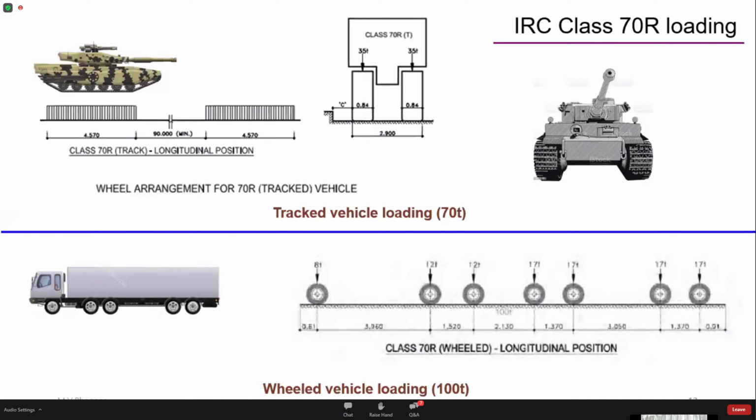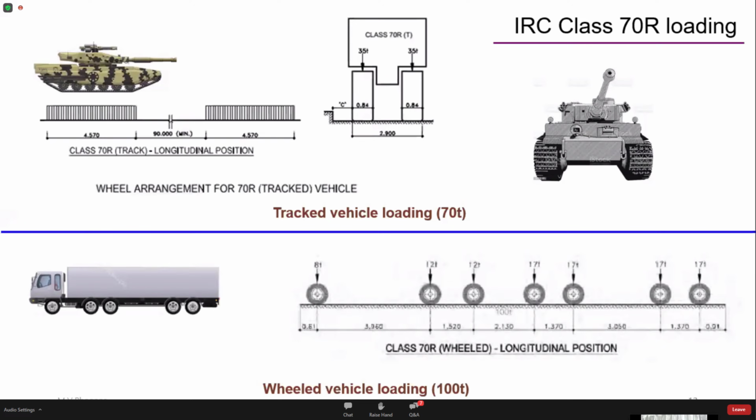So if I take a cross section and look at this vehicle across the span, this is how it looks. This is one track of the vehicle. This is 0.84 meters. The second is again 0.84 meters. This is the clearance, the minimum distance that the vehicle has to be placed from the edge of the footpath or the curb. And we can see here that the load of 70 tons is equally distributed between the two wheels. So this is the configuration for IRC class 70R loading.